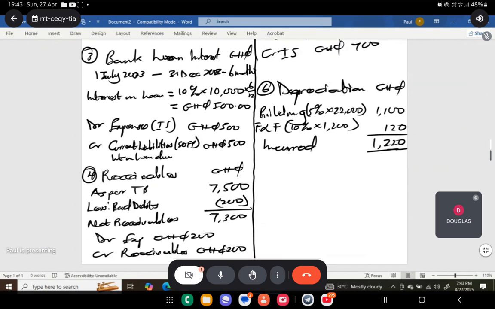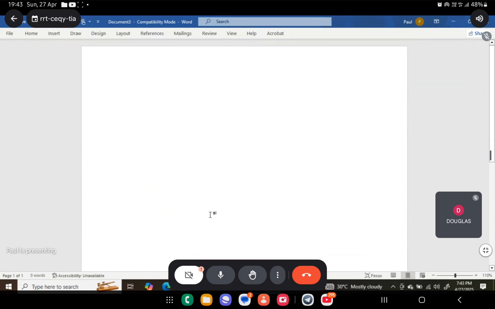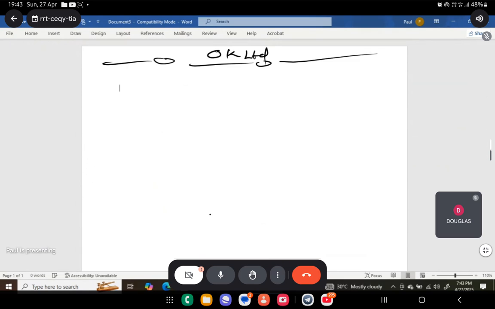So without wasting my time, let's go to the main thing. Okay, let me add it, even though it's not a company. In Ghana, everything they add it. So income statement for the year ended 31 December 2020.